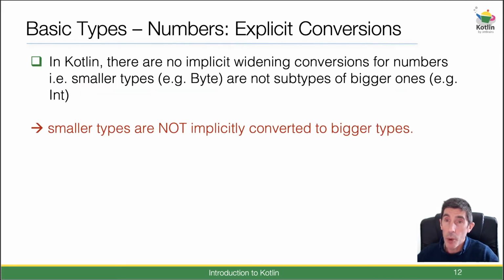Some other points of note when dealing with numbers and explicit conversions, right? In Kotlin, there are no implicit widening conversions for numbers, i.e. smaller types, for example byte, are not subtypes of bigger ones, e.g. int. Back in Java, you could kind of cast numbers, you could convert ones to others just by a little bit of typecasting. That doesn't really happen in Kotlin. Okay, so smaller types are not implicitly converted to bigger types.